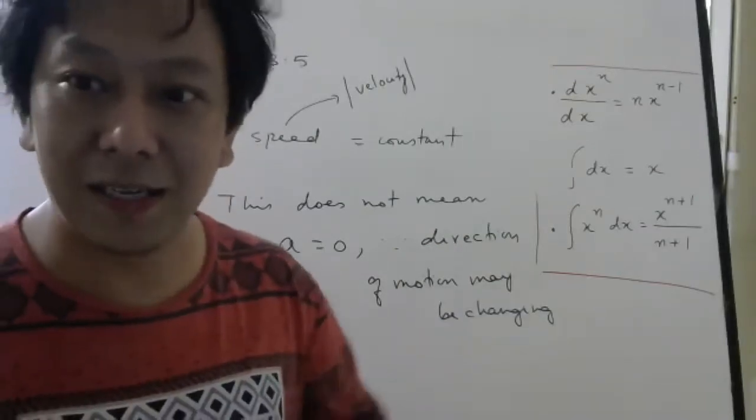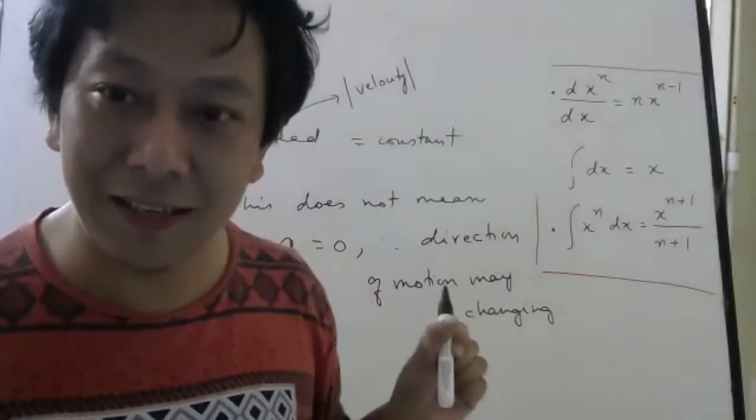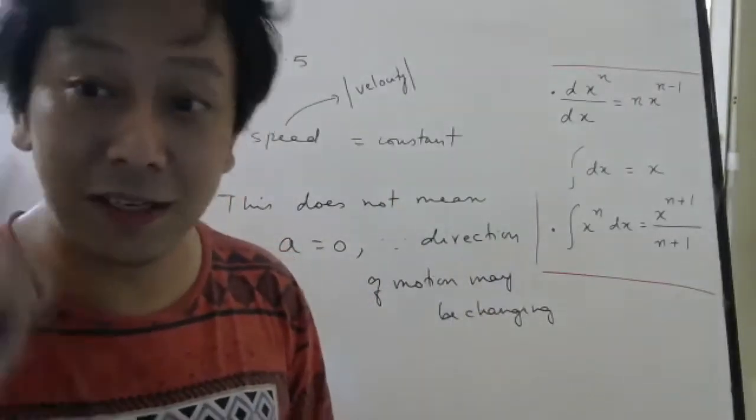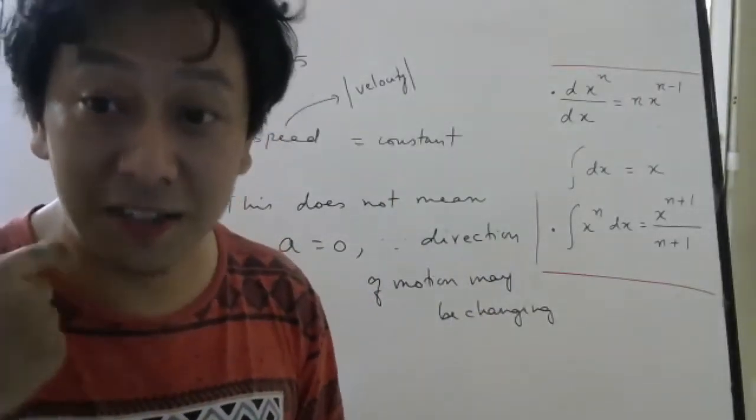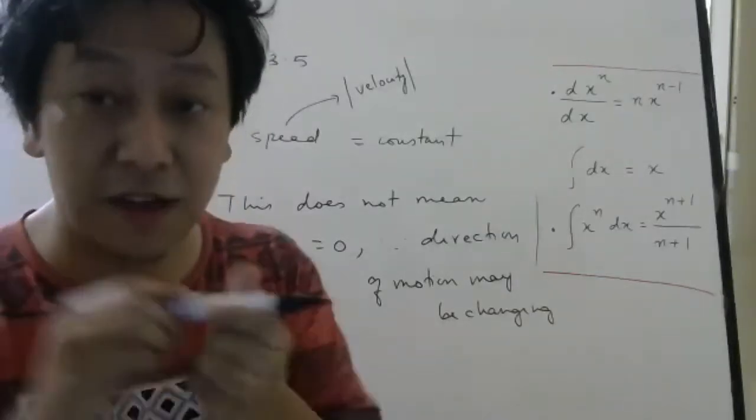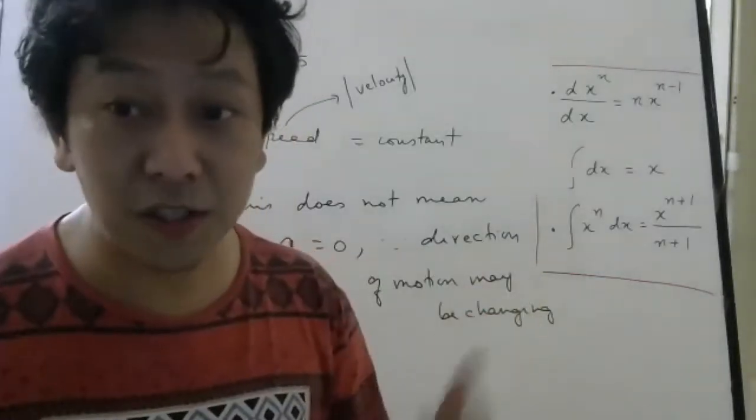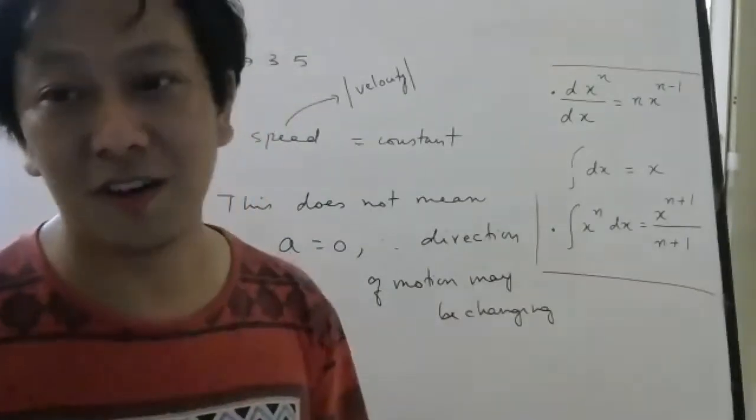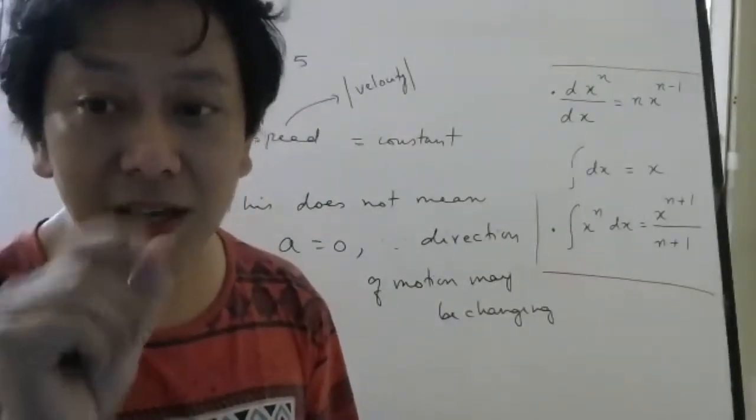Here they are saying it is zero. Can I say it is zero? It is not 100% zero. It can be zero, but it is not necessarily zero. It may be zero if direction was constant, but in the question they did not tell us direction is also constant. They only told speed is constant.